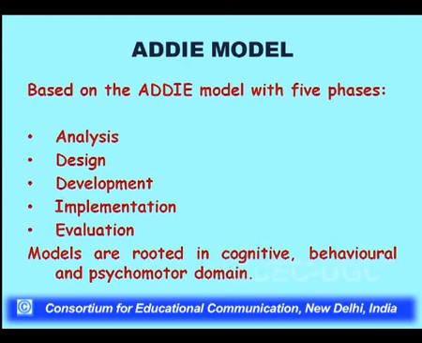And this ADDIE model, as I explained to you with Bloom's taxonomy, is rooted in the cognitive domain, that is knowledge, the psychomotor domain, that is his skill, and the behavioral domain, that is his attitude. So these are the 3 things which have to be taken care of through this model. That is what I said, implementation is very important. So the teacher, our instructor, must know what knowledge he wants to give.